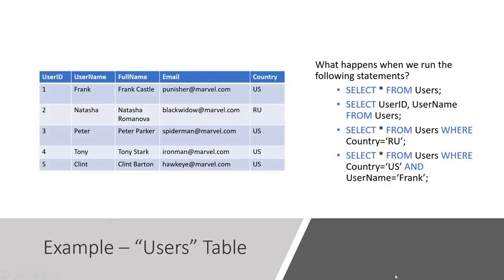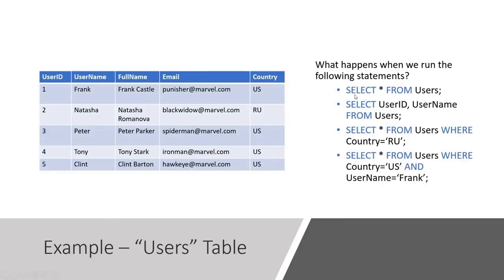Okay, so I've typed up a little table here. We've got 5 users in this SQL database. We've got user IDs of 1 through 5, a username, their full name, their email address, and then their country code. Now, this table is called the users table. That's what I have named it for this demonstration. So let's talk about a few statements and what would happen if we were to execute them.